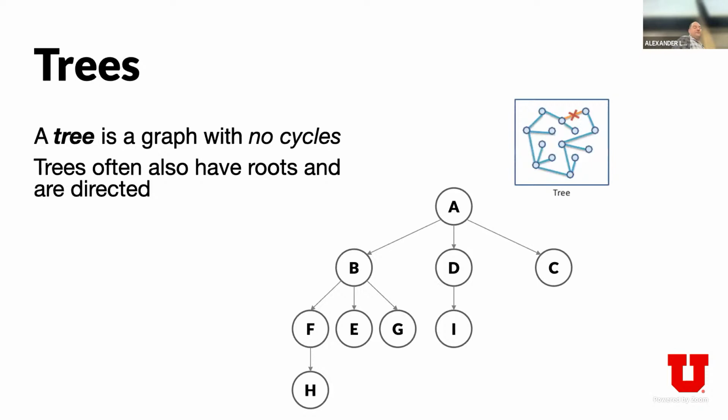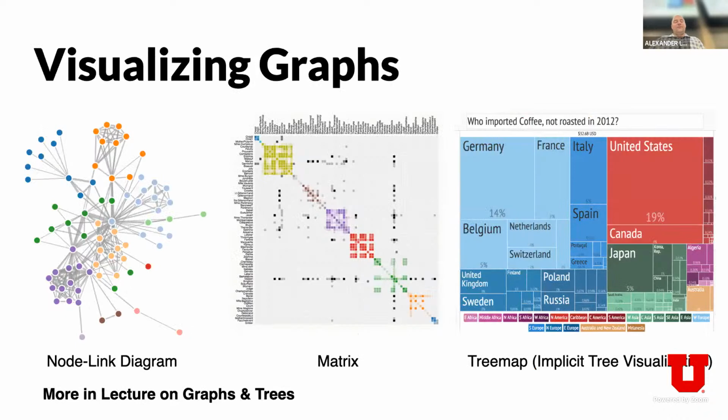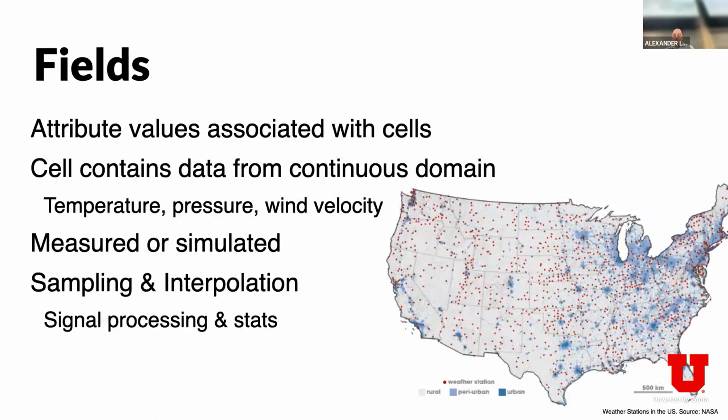Special types of networks are trees. Trees are graphs with no cycles, and they often are rooted. Trees can be very useful because they allow us to hierarchically structure information. They're a super important data structure. But we can also use trees for other purposes. There are special visualization techniques for trees, and we'll be covering this in the visualizing graphs lecture. The 3 main types of network visualizations are node link diagrams, as you see on the left, adjacency matrices, as you see in the middle, and implicit visualizations such as a tree map, which you see here on the right. There will be 2 lectures on visualizing graphs and networks.